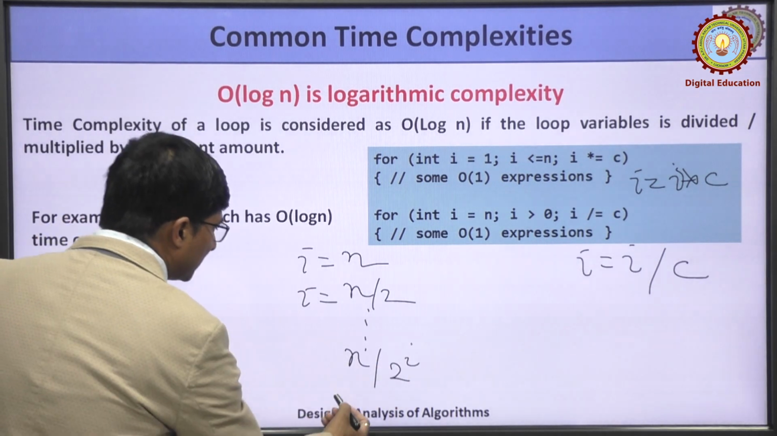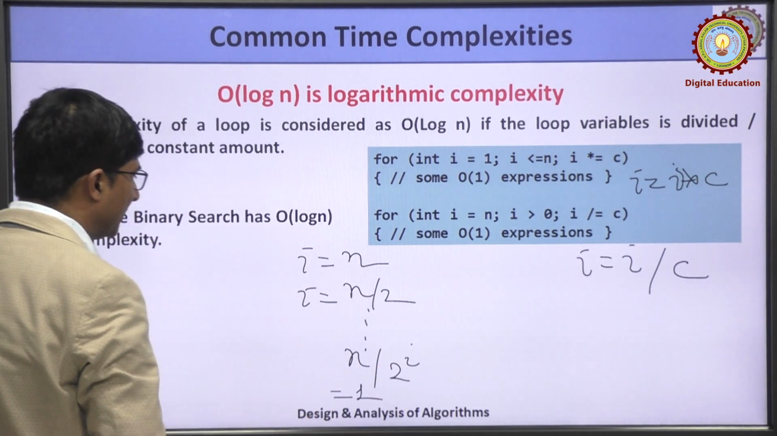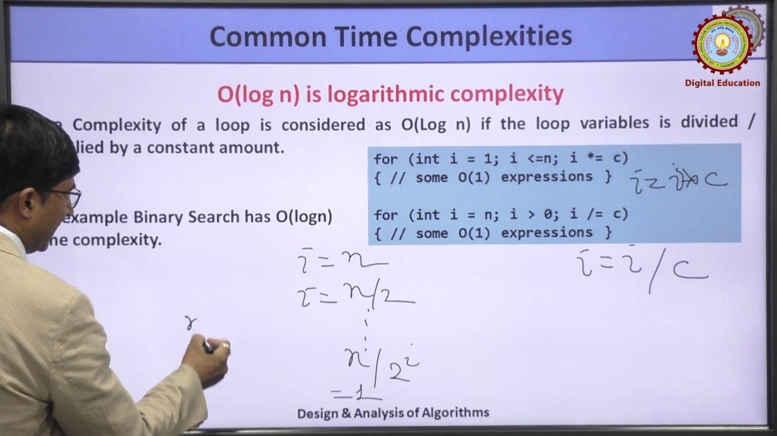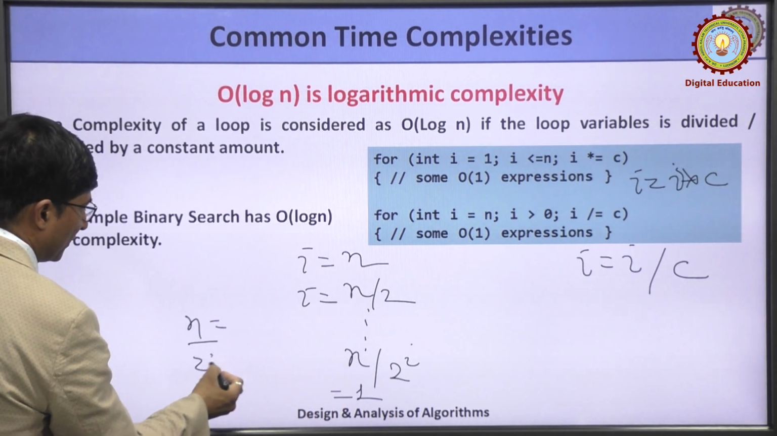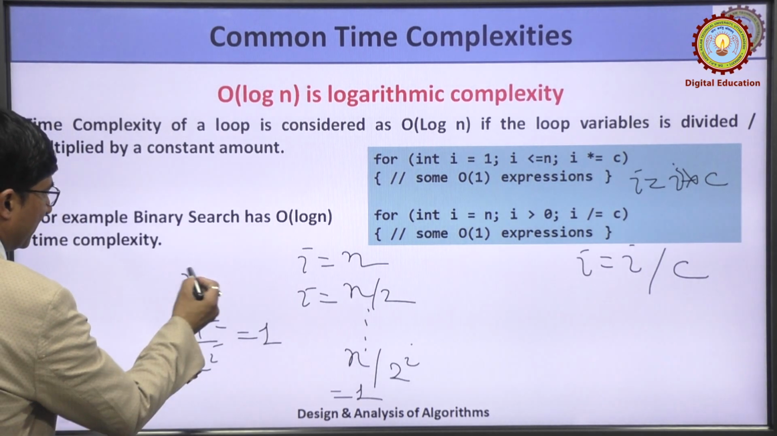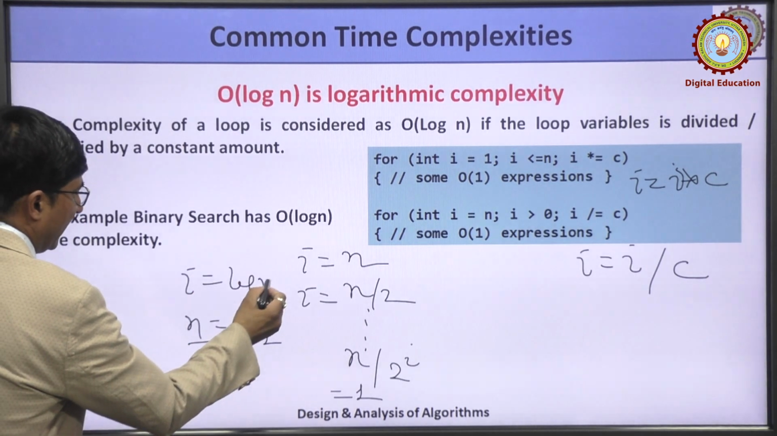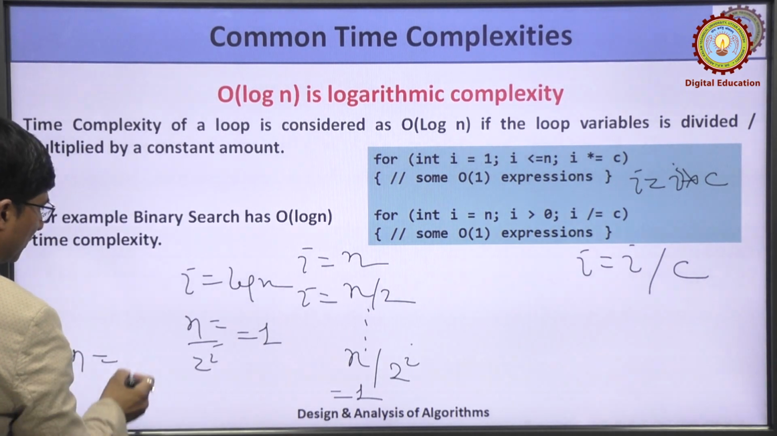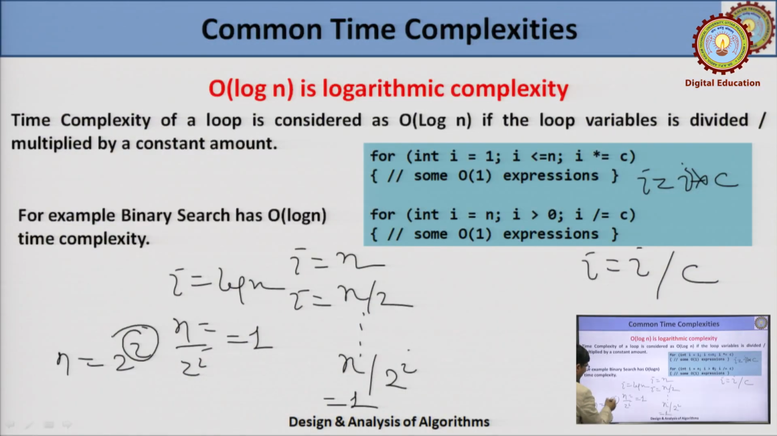So, at some stage this would be equal to 1. If I represent this as n by 2 raised to the power of i, it is equivalent to 1. So, at some point of time I can represent this i as log n, because n is equal to 2 raised to the power of i. So, by putting i as log n, this is how this time complexity can be determined.